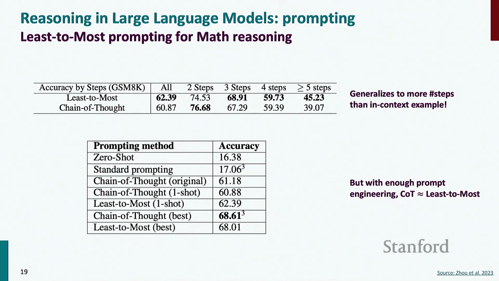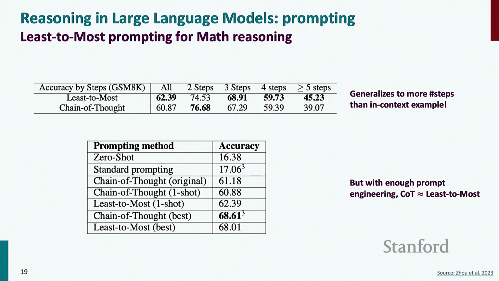But it's not entirely clear if structuring inference in this manner is really fundamental. One of the other results they reported was that with enough prompt engineering, so the rows corresponding to best, normal chain of thought is on par with least to most prompting. But it's an interesting idea of trying to break down problems into sub-problems, solving the sub-problems, and then building up a solution based on your answers to the sub-problems.